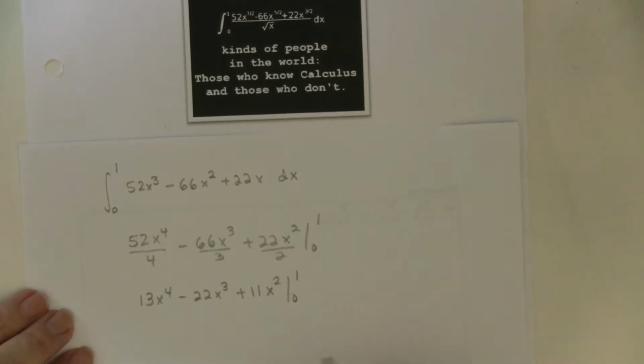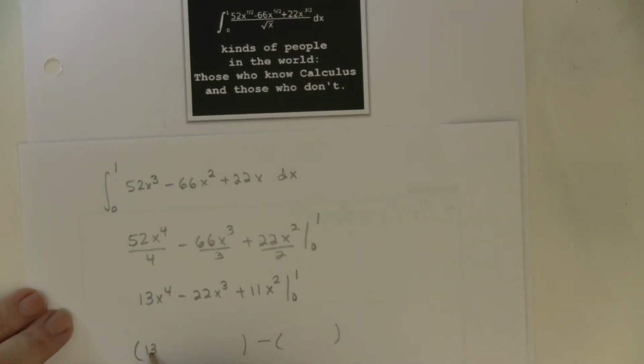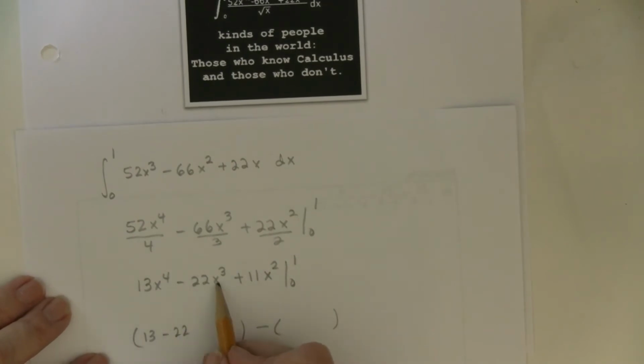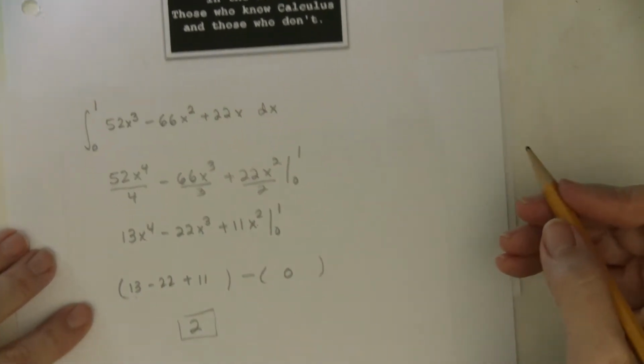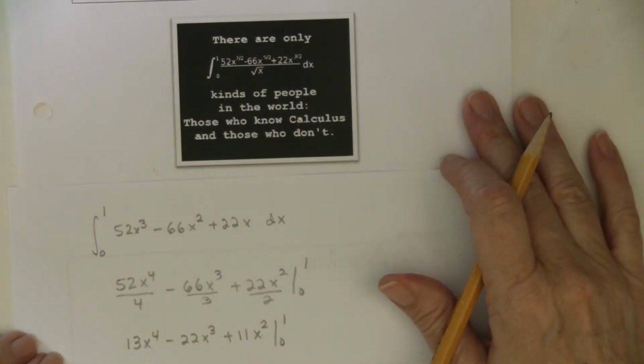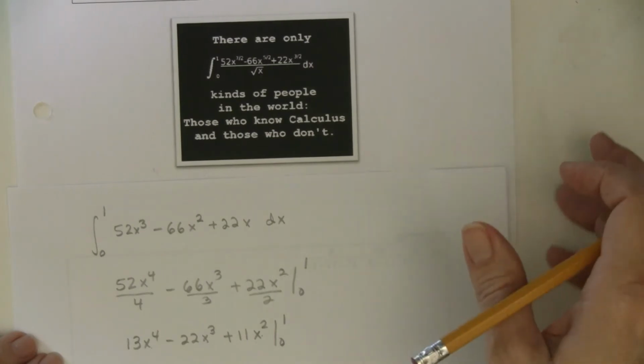And then when you do the upper bound minus lower bound, we get 13 times 1 minus 22 times 1 plus 11 times 1 and then minus 0, right? Each one of these is 0. And so when you do the math there, 13 minus 22 plus 11, you get 2. And so then the problem would read, there are only 2 kinds of people in the world, those who know calculus and those who don't.